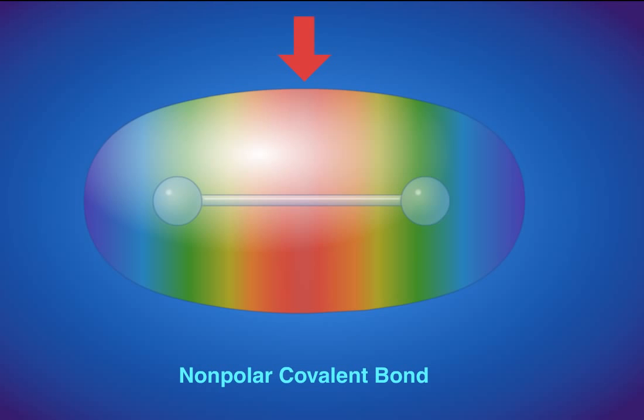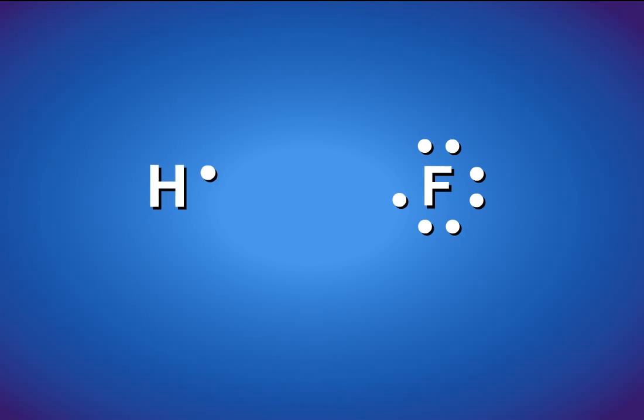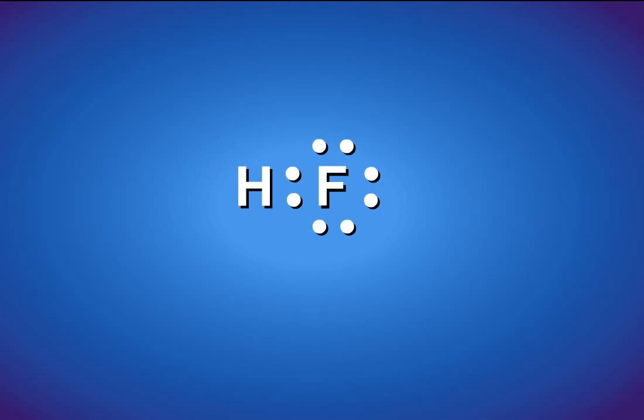Hydrogen has 1 valence electron and fluorine has 7 valence electrons. If the 1 valence electron of hydrogen is shared with the 7 valence electrons in fluorine, fluorine achieves an octet of electrons. Note that hydrogen has only 2 electrons, which is the electron configuration of helium. When bonded to another element, hydrogen will have 2 electrons in its valence shell.